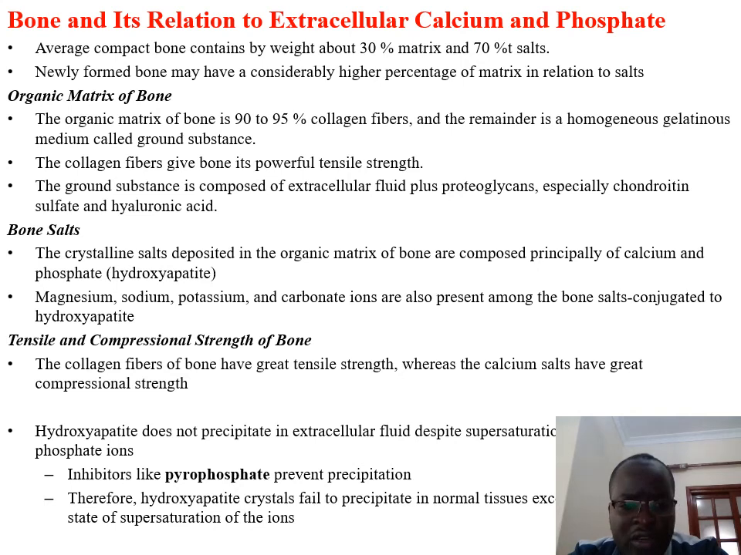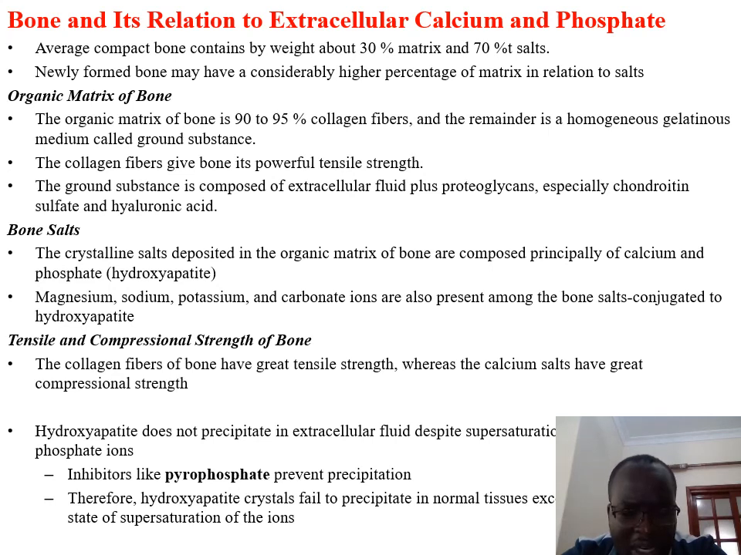The tensile and the compressional strength of the bone. The collagen fibers of the bone have great tensile strength, whereas the calcium salts have great compressional strength. So when you're talking about the strength of the bone, the collagen fibers provide the tensile strength so that the bone is not stretched and can't bend. But on top of that, you have the mineral deposits that provide the compressional strength of the bone, so that even when you're standing up, the bone can't be compressed. Why? It's because of the minerals that provide the compressional strength to the bone.